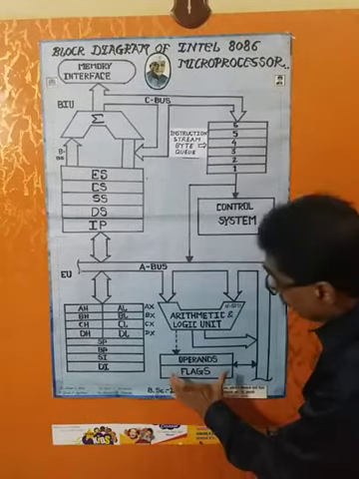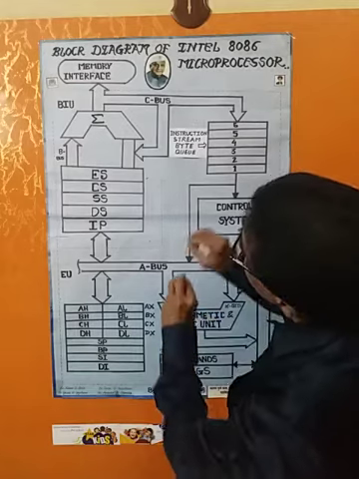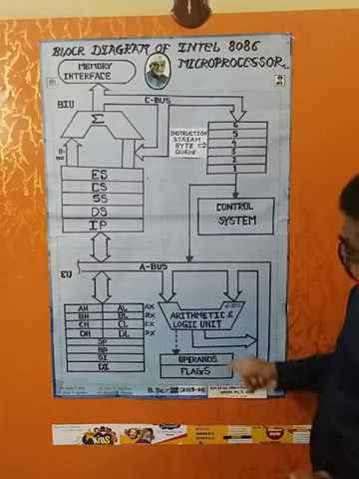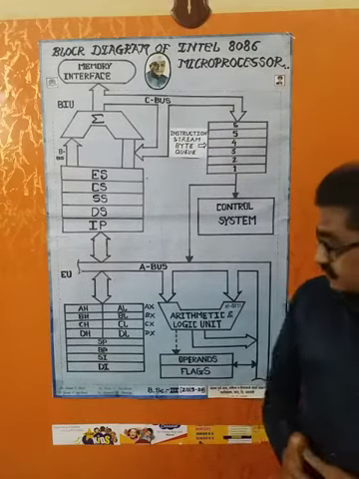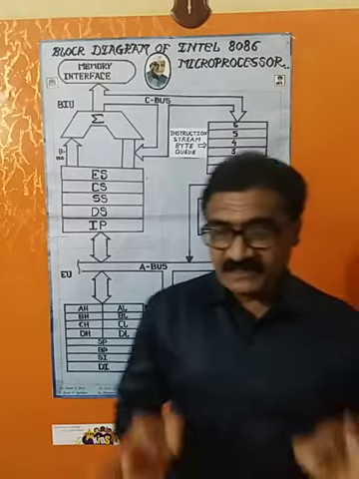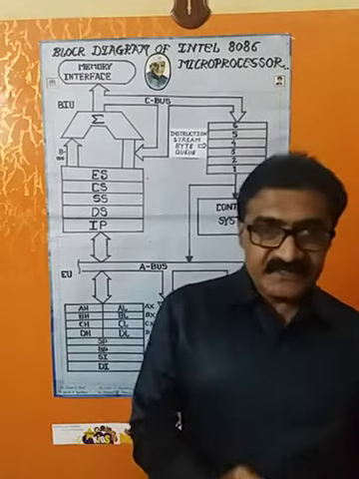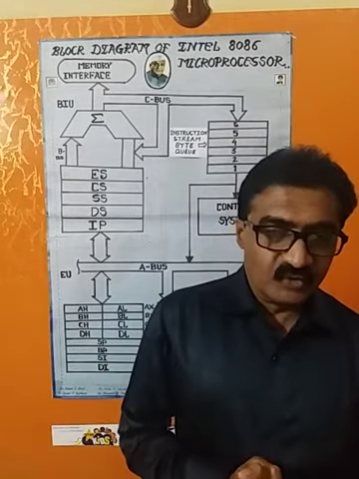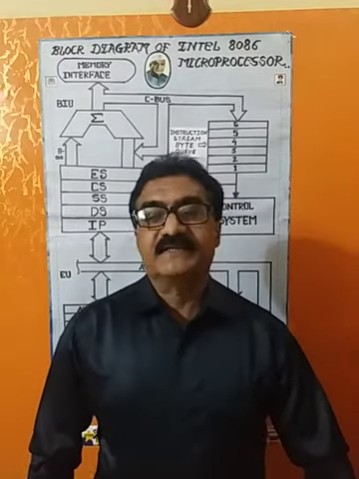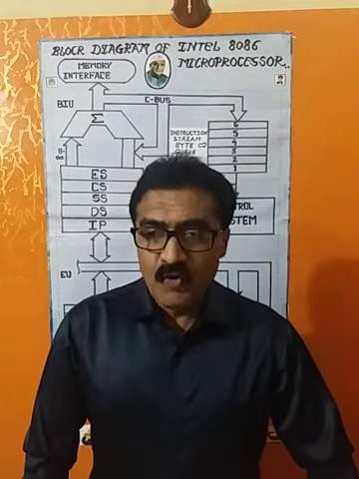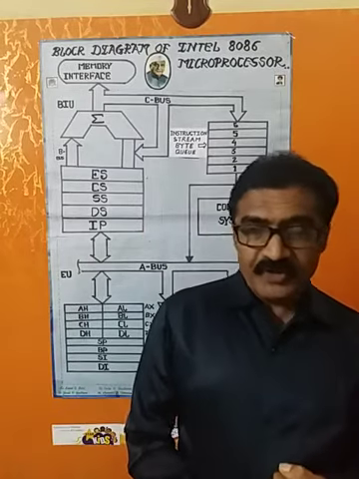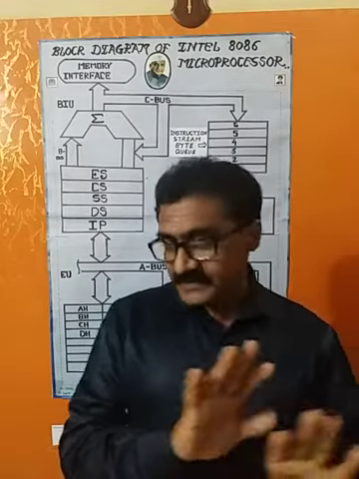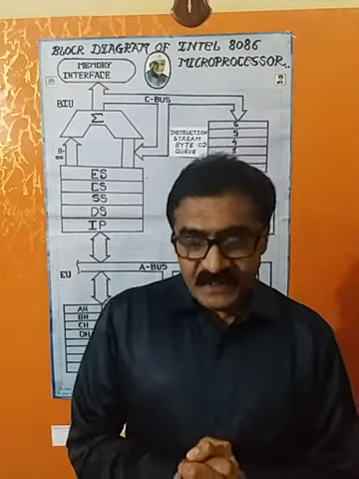Again, there is the flag register. In the 8086, there is a 16-bit flag register, and there are a total of 9 flags. Six are conditional flags and 3 are control flags. This 8086 operates in two modes, that is the minimum mode and maximum mode. But in the case of the 8085, there is no mode, it operates in a single mode.